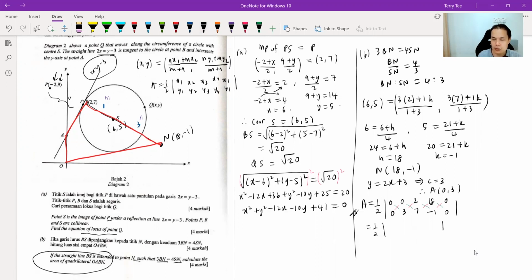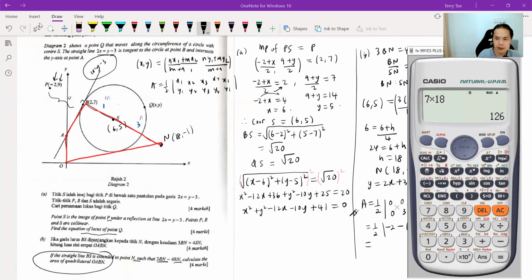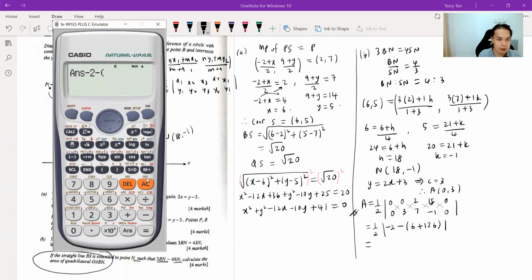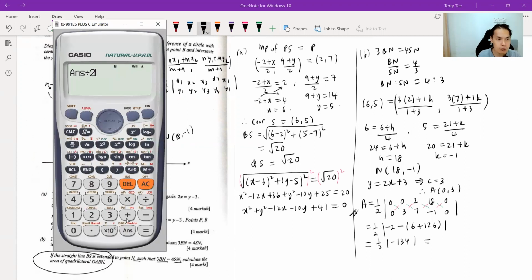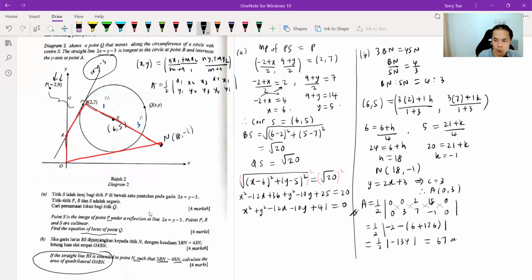Let me just work it out again. So 0, 0 minus 2, 0. Going up, 0, 6, 126, and 0. So this will give us, let's use a calculator. Minus 2 minus (minus 6) plus 126. Well, this will give us 134, right? Half of 134. Negative, it doesn't matter whether it's positive or negative, because if you use a clockwise direction, you will get negative. If you use anti-clockwise direction, you get positive. Let's take half of this value, divided by 2. We just treat it as positive because area is always positive. So my answer for the area of quadrilateral OABN is now 67 units squared.